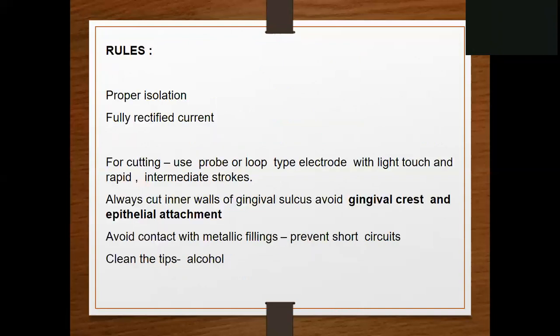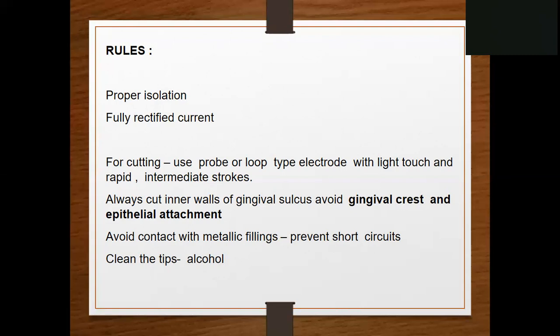The general rules for using these methods for management of the gingival tissues are: proper isolation has to be done, and a fully rectified current should be used in the electrosurgical technique. For cutting, we use a probe or a loop type electrode with light touch and rapid intermittent strokes. That is, the probe or loop is not kept in contact for a long time with the tissue that is to be removed, which causes necrosis of the tissues. So we use only rapid and intermittent strokes.